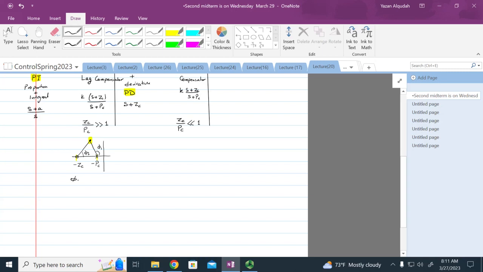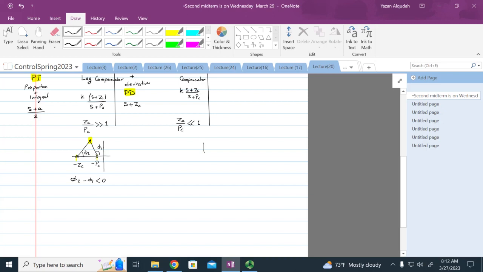So if I look at phi 2 minus phi 1, is this going to be greater than 0 or less than 0? Less than 0. This might be 45 degrees. This is 110. Therefore, it's going to add an angle that is less than 0.